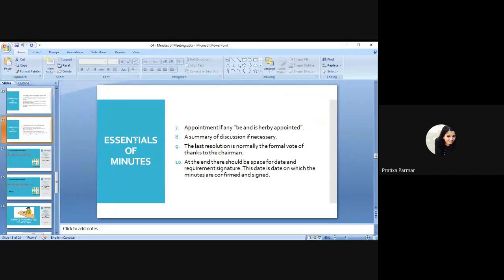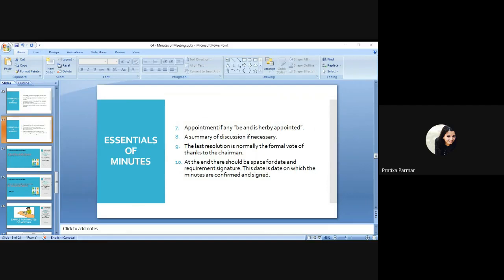The next feature is appointment, if any. Be and is hereby appointed. Let's say you are having a meeting. Now, all the meetings are different in their nature. Sometimes you are having a meeting where you just want to discuss 5 to 6 things. That's it. In that case, you need to record that these are the things that I've listed out to discuss, and I have discussed that.